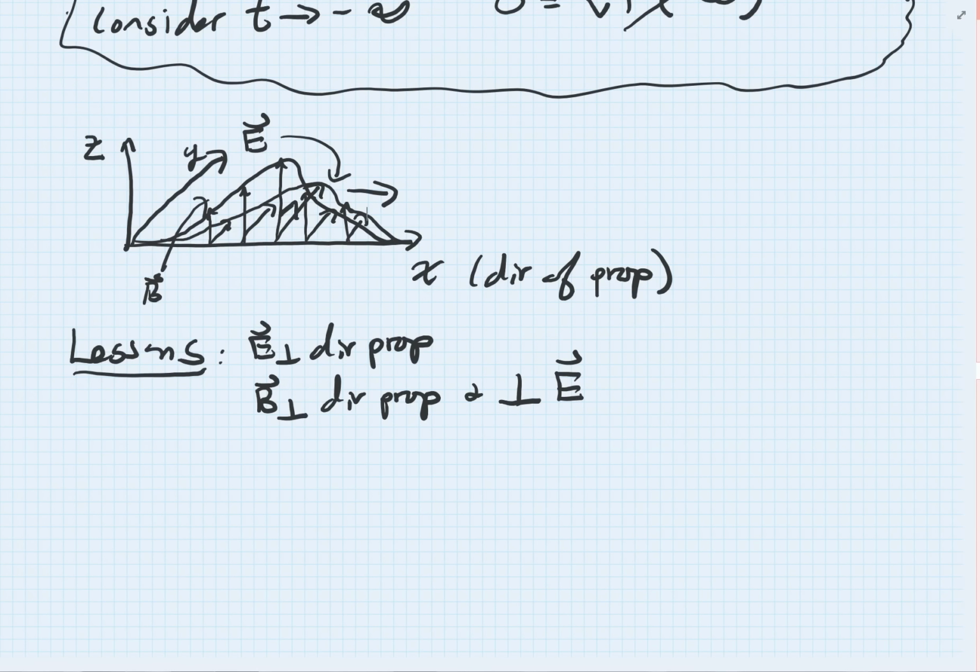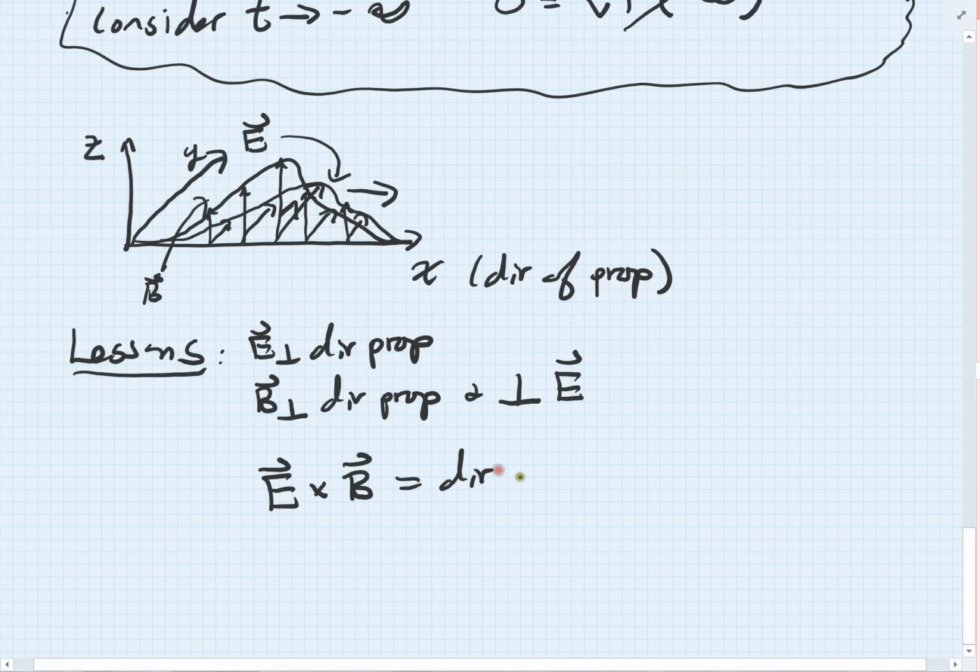And the quick mnemonic for remembering this is, notice that if I say E cross B, that always gives me a vector that's perpendicular to E and B. And if I were to do that, because E is along y and B is along z, right-hand rule, fingers along E, curling up towards B, my thumb is to the right in the x direction. E cross B is in the direction of propagation.